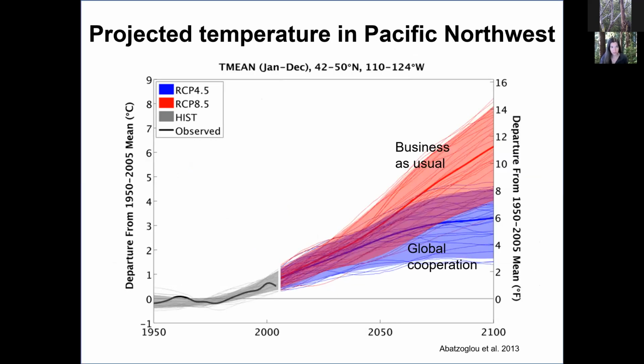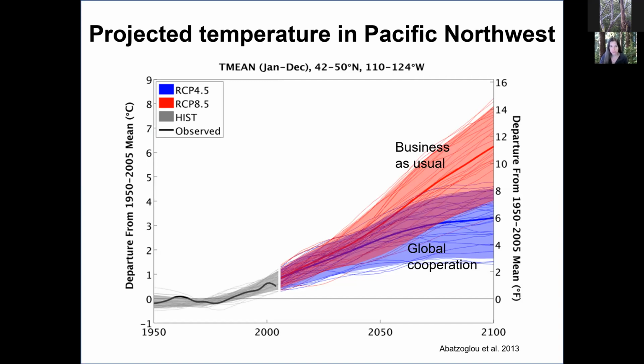And this is what we're looking at in terms of projections for the future. On the left-hand side here, the black line is modeled historical, observed, and then the gray is modeled historical. And then we have projections into the future using global climate models.